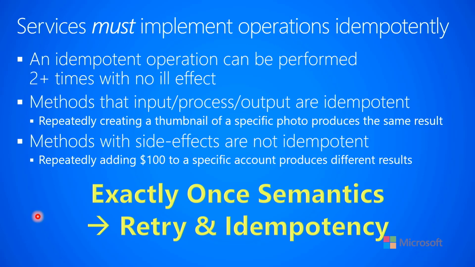We want the client to send a message to the server and for that message to be received and processed exactly once. But in this world of failure, the way that we get exactly once semantics is that the client does retries and the server makes the operation idempotent. Right? And that's how we implement the exactly once semantics. Client does retries, server makes the operation idempotent, and that's how we get exactly once semantics in a world where failure is inevitable at any time.